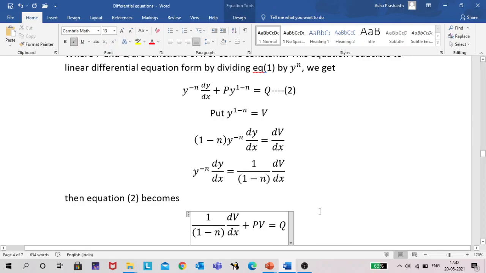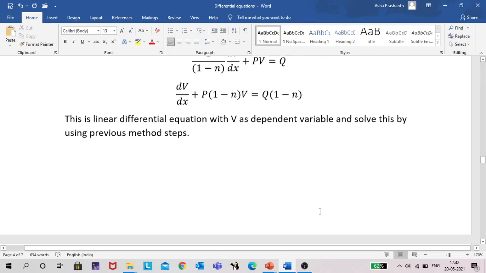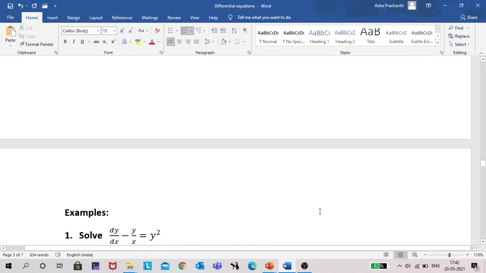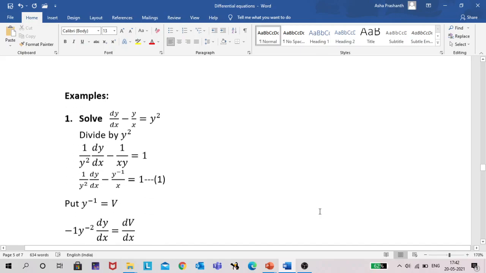Then as usual you write the p value and q value. Then you can find out the integral factor. After finding the integral factor you find out the solution.